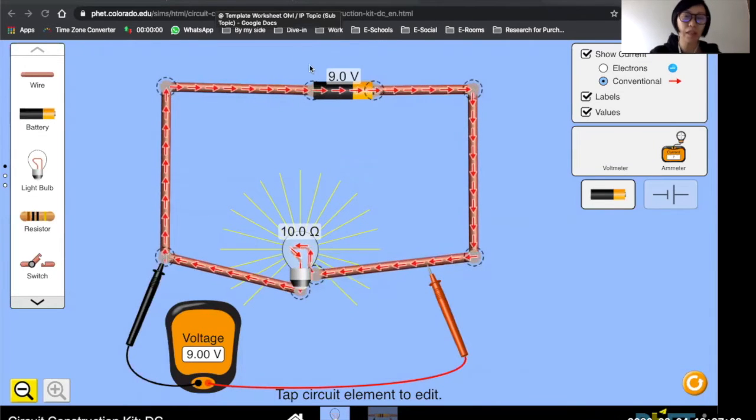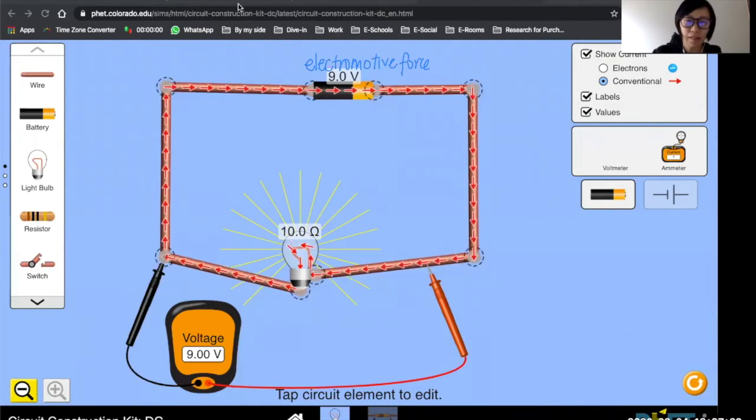The battery has 9 volts, but we don't call it just voltage. To differentiate that it is the voltage of the electrical source, we call it electromotive force. It's a term. So it's actually the voltage of the electrical source. Now, let me color this so you would understand the difference between potential and potential difference.